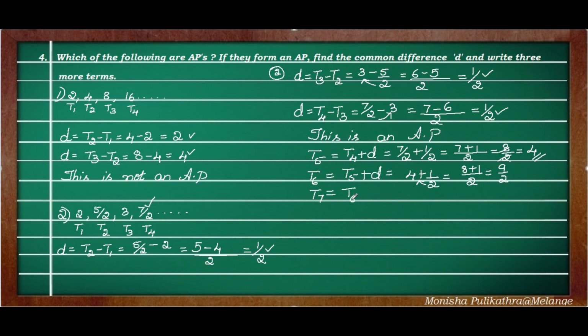Next, the seventh term is T6 plus D. So T6 is 9 by 2 plus 1 by 2. The LCM is 2, then it will be 9 plus 1. So it is 10 divided by 2. 2 5s are 10. Okay, so this is 5. So the next 3 terms are T5 equal to 4, T6 equal to 9 by 2 and T7 equal to 5. So I hope you understood.